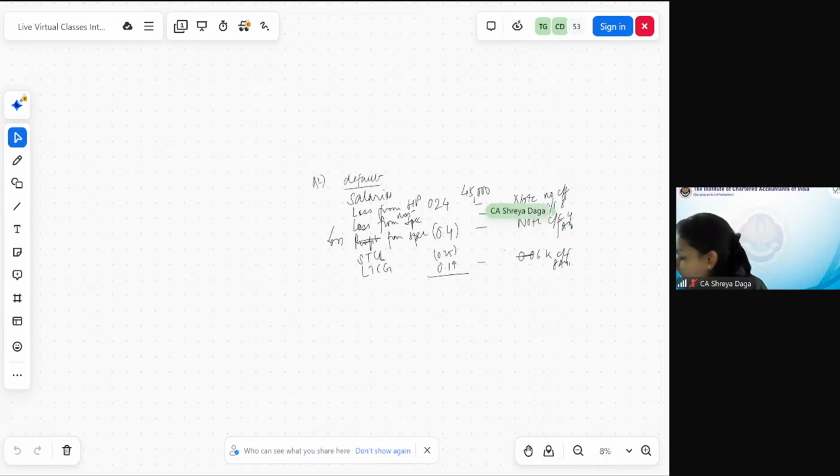Okay. So basically, you have a GTI of 45,000, and you have carried forward losses of 22,000 from non-speculative business. You have 4,000 from speculative business, and you have 6,000 of short-term capital loss to be carried forward. And house property 0. All right. So hope everybody is on the same page.